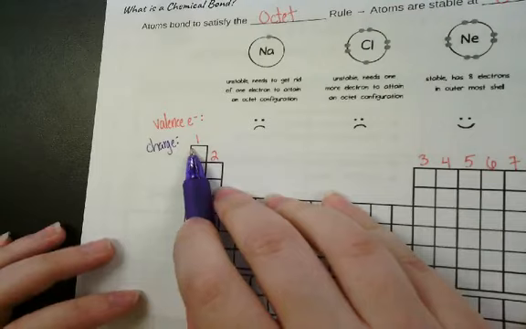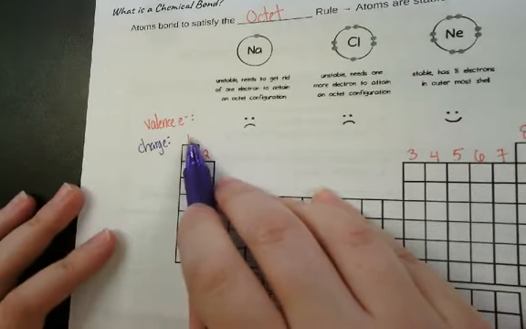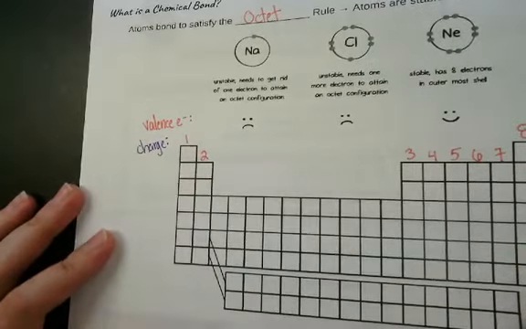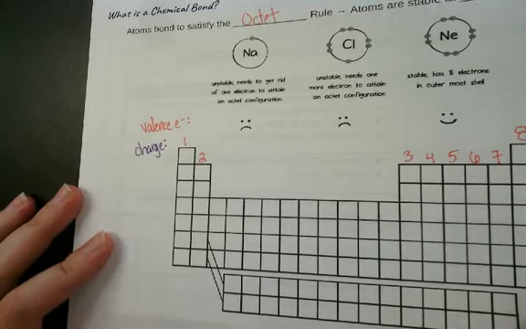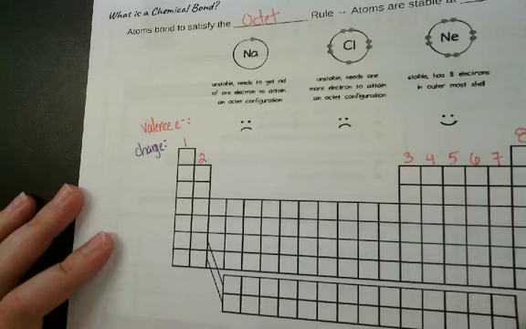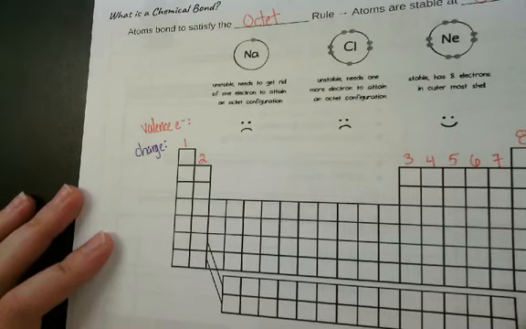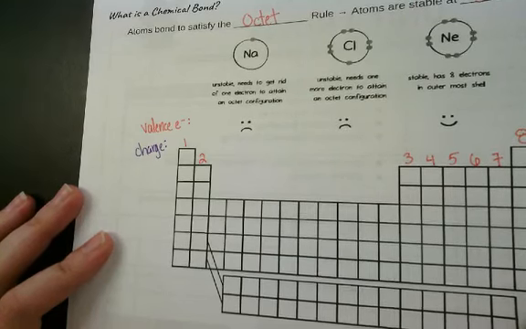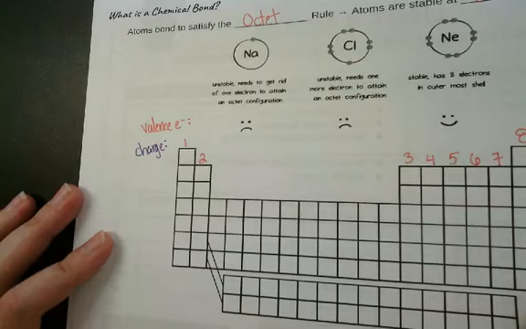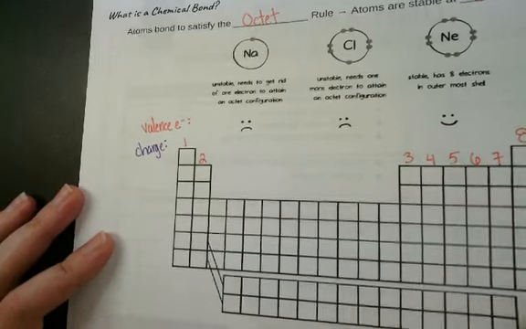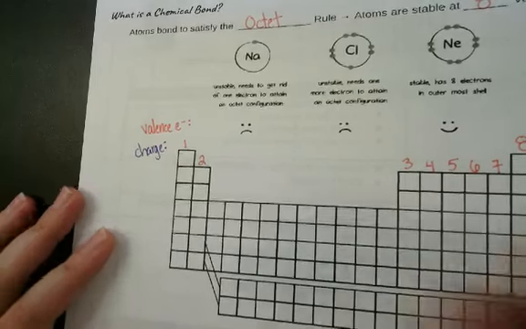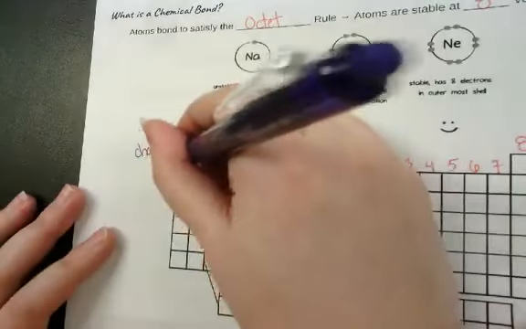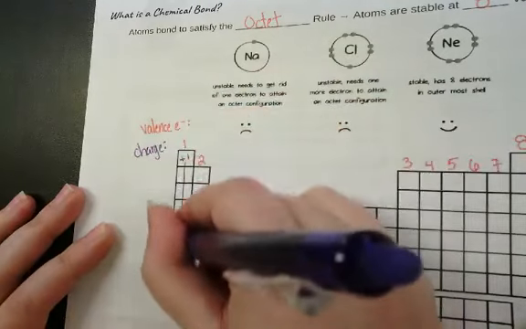if we have group 1, so group 1 has 1 valence electron, do you think it's going to want to lose or gain? Lose. So if we lose electrons, what does that charge look like again? Positive or negative? Positive. Because what's the charge of an electron? Negative. So if we're losing a negative, it becomes more positive. So everything in group 1 is going to have a +1 charge.